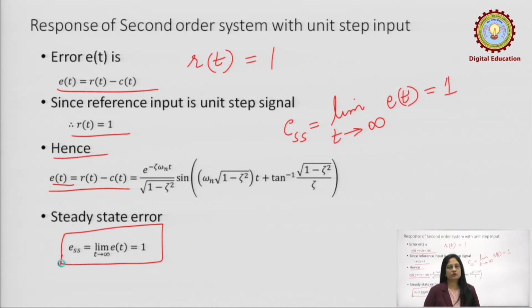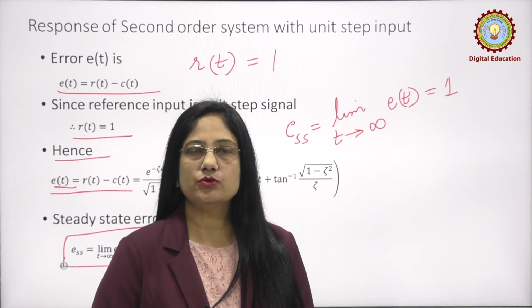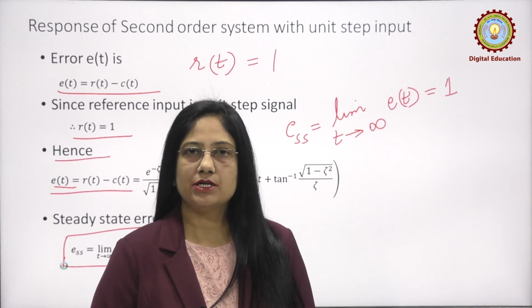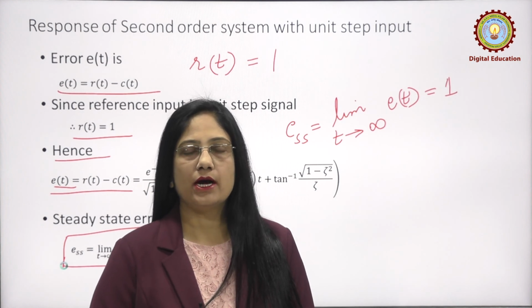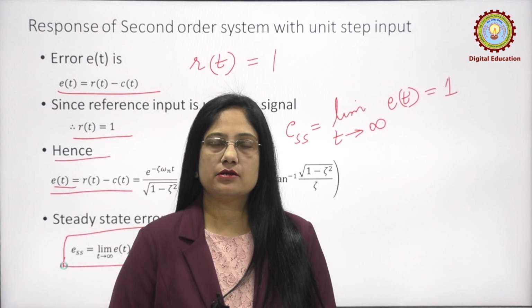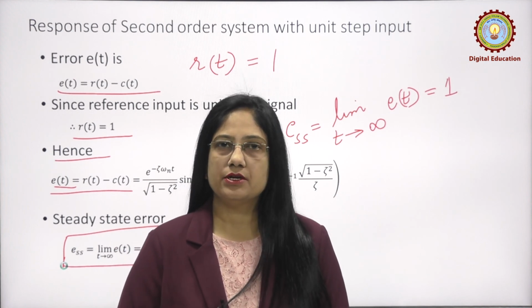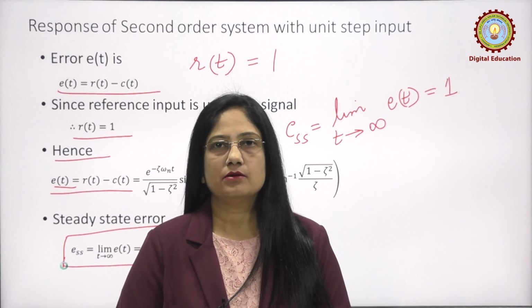So, in this lecture we have derived the relation of a second order system when subjected to a unit step function, that is the magnitude of a step function having a value 1, and also seen what would be the steady state error, that is when time reaches infinity, and we have seen that we got the value of 1. Thank you.